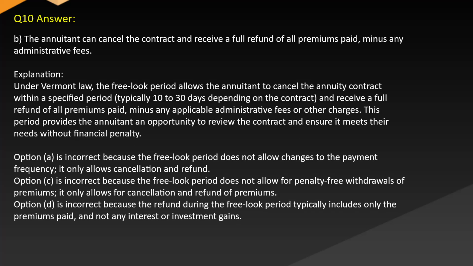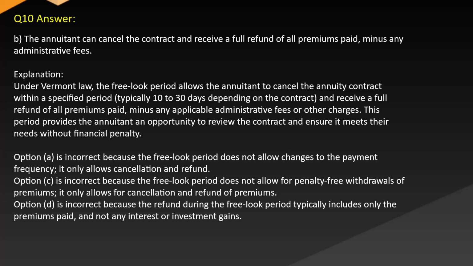Answer: B. The annuitant can cancel the contract and receive a full refund of all premiums paid, minus any administrative fees. Explanation: Under Vermont law, the free look period allows the annuitant to cancel the annuity contract within a specified period, typically 10 to 30 days depending on the contract, and receive a full refund of all premiums paid, minus any applicable administrative fees or other charges. This period provides the annuitant an opportunity to review the contract and ensure it meets their needs without financial penalty.